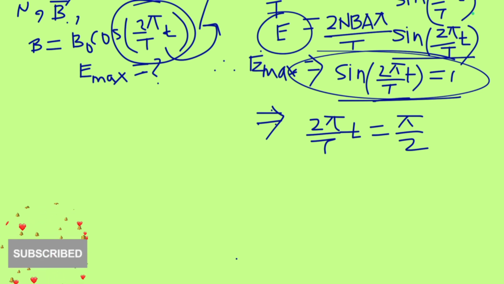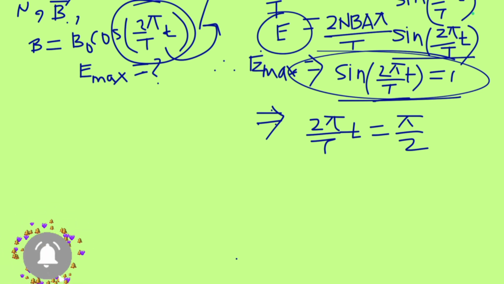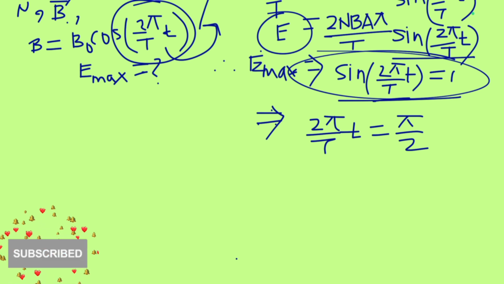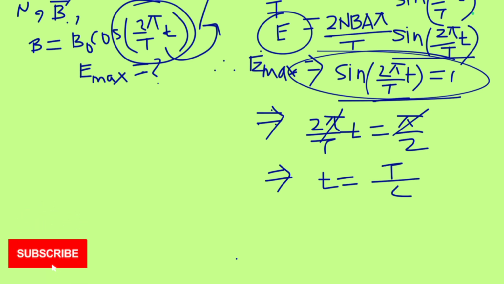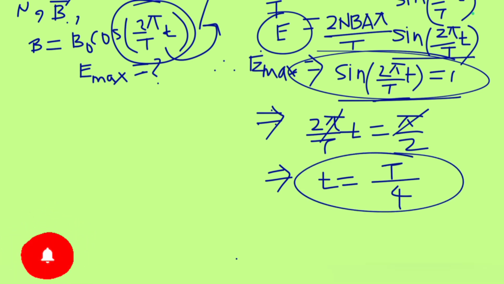We know that the basic relation is (4n plus 1) multiplied by pi by 2, which is one relation in which we get the value of sine theta as 1. Okay, leave it. Now here pi will get cancelled, so for t I should get the answer t upon 4. Yes, you can see t upon 4.